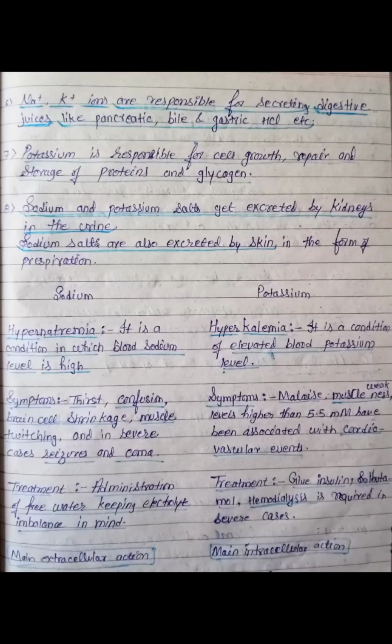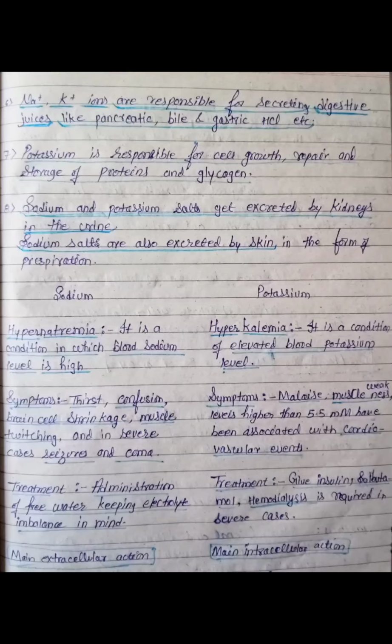perspiration. Sodium: hypernatremia. It is a condition in which the blood sodium level is high. In potassium, hyperkalemia is a condition of elevated blood potassium level.